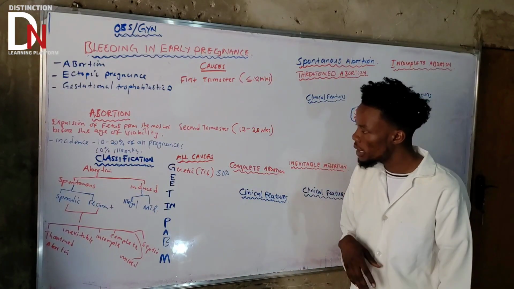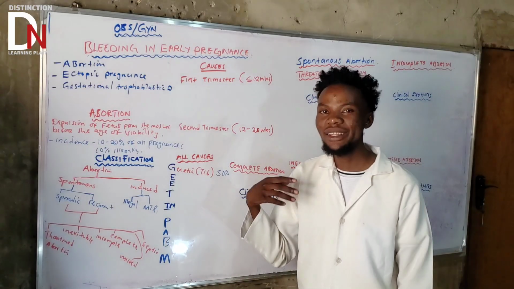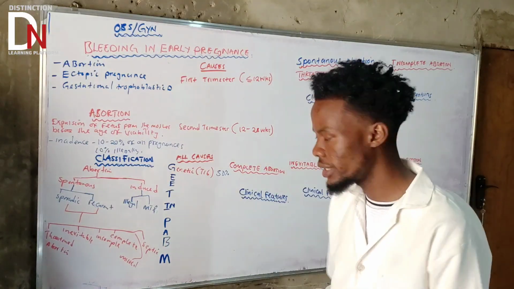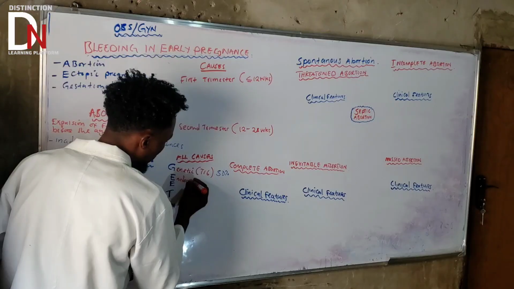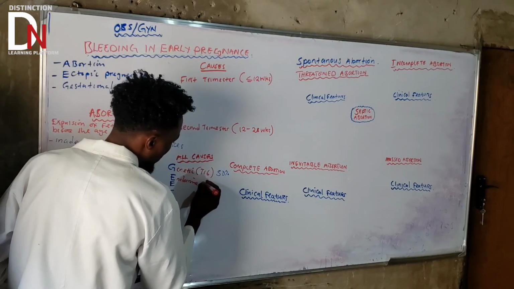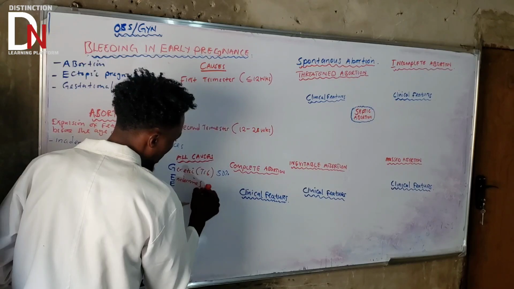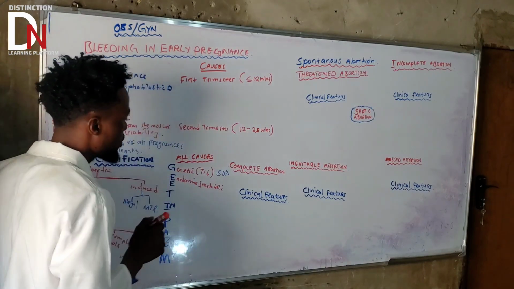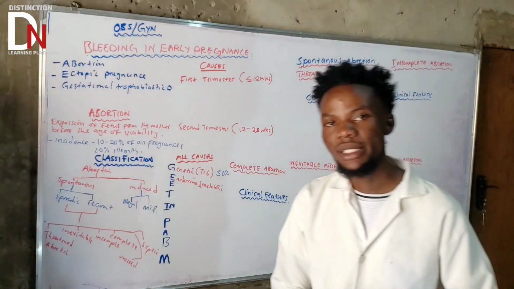Okay, let's go to another one now. Let's go to E, which stands for endocrine and metabolic abnormalities. So we're saying endocrine and metabolic abnormalities. So what is under endocrine?